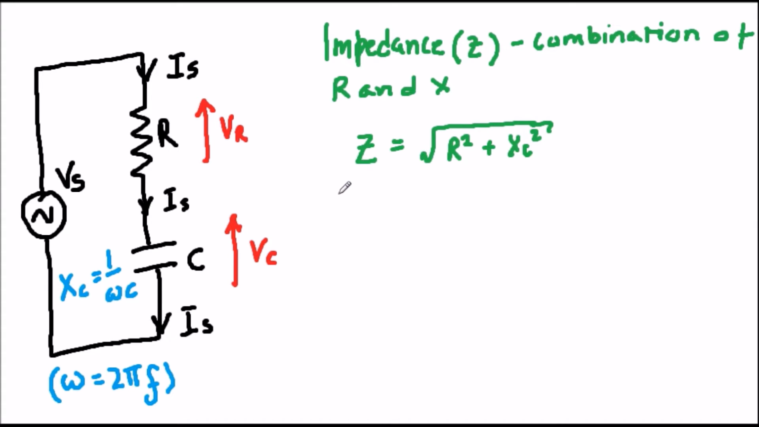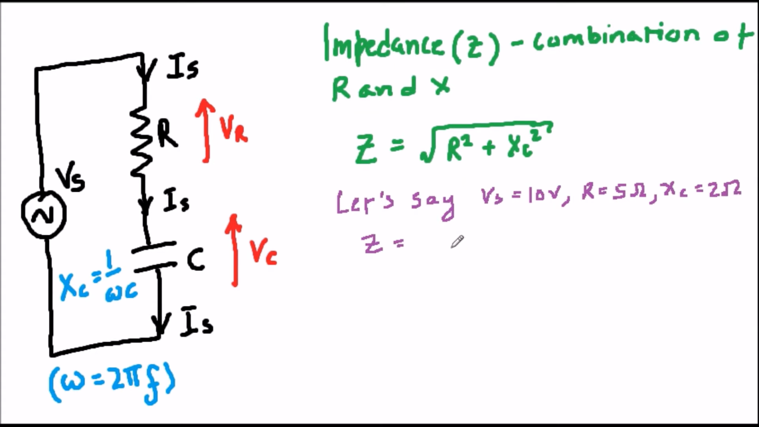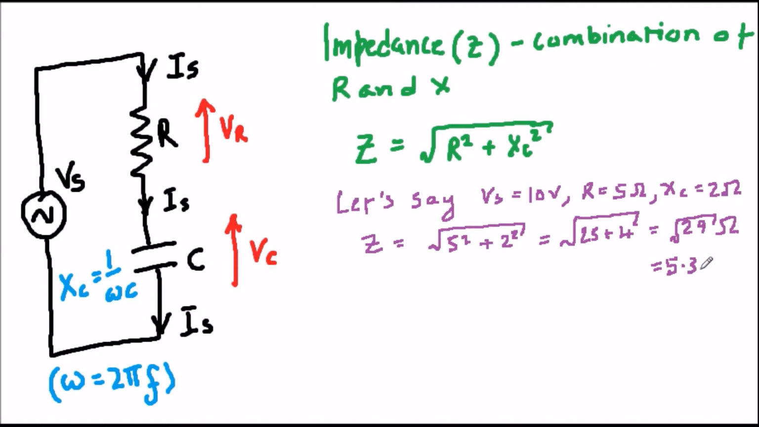So let's put in some values. Let's say that Vs is 10 volts, that the resistance is 5 ohms, and the reactance, which we used the formula previously given to work out, is 2 ohms. Then Z is equal to 5 squared plus 2 squared, square rooted, which is equal to 25 plus 4 square rooted, which is equal to the square root of 29.